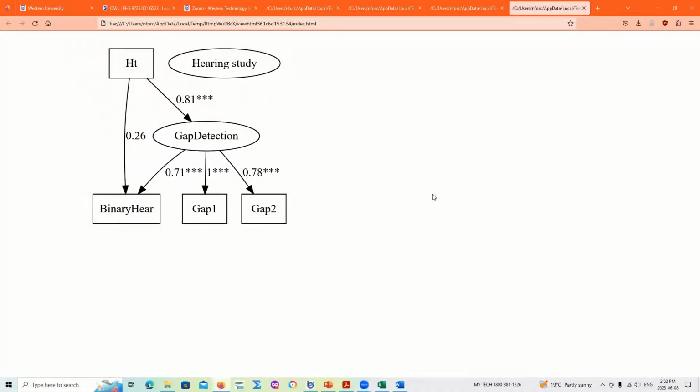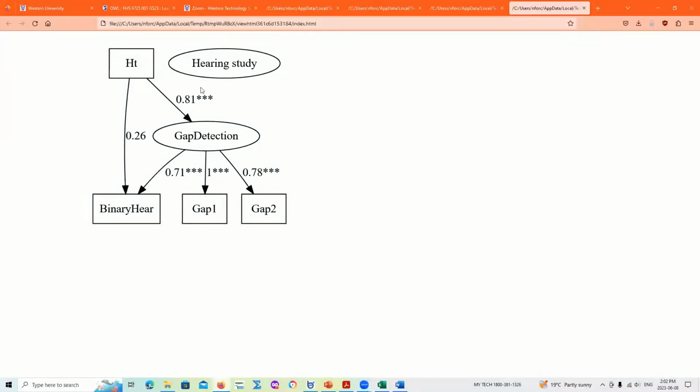Okay. So that is how your path looks. So height is not the predictor of binary hearing. Height is a predictor of gap detection. That doesn't make any meaning anyway. But then gap detection is a predictor of binary hearing. And the two gap factors, because there are only two, so we're not surprised anyway.